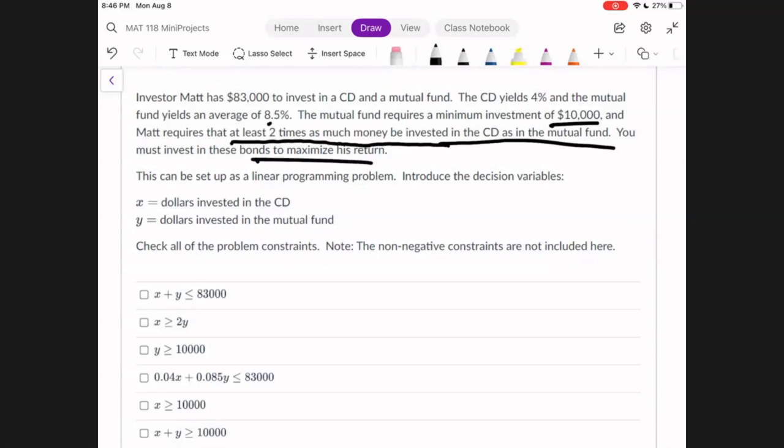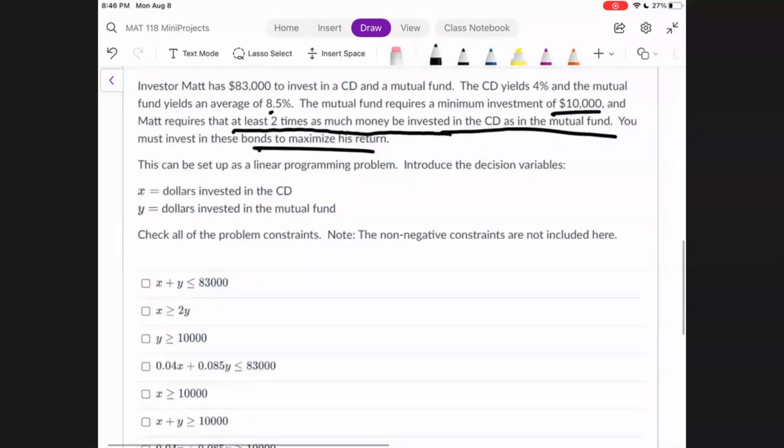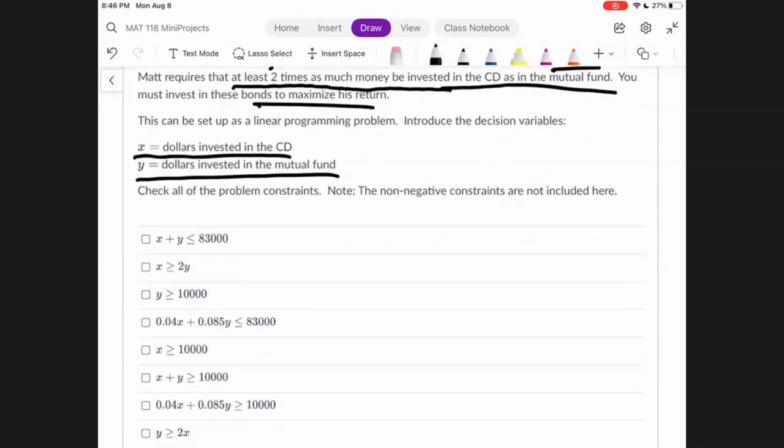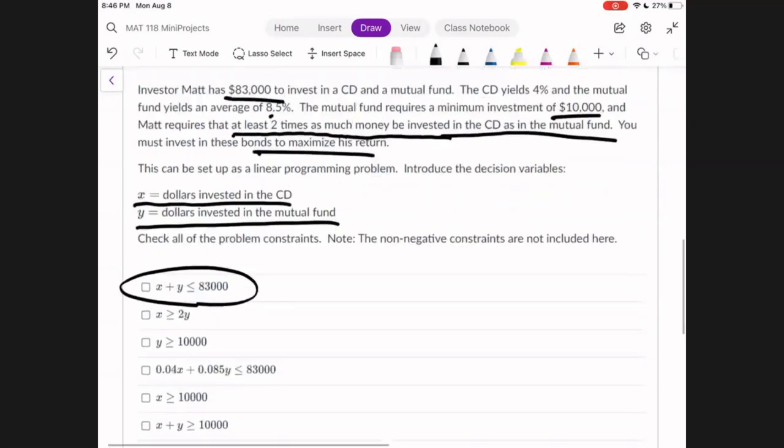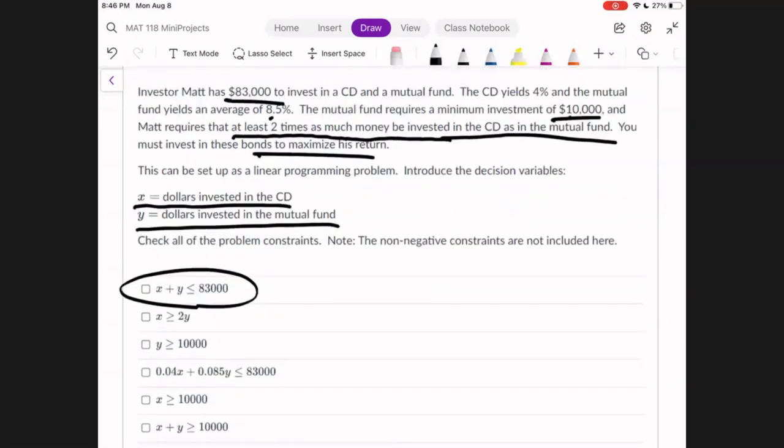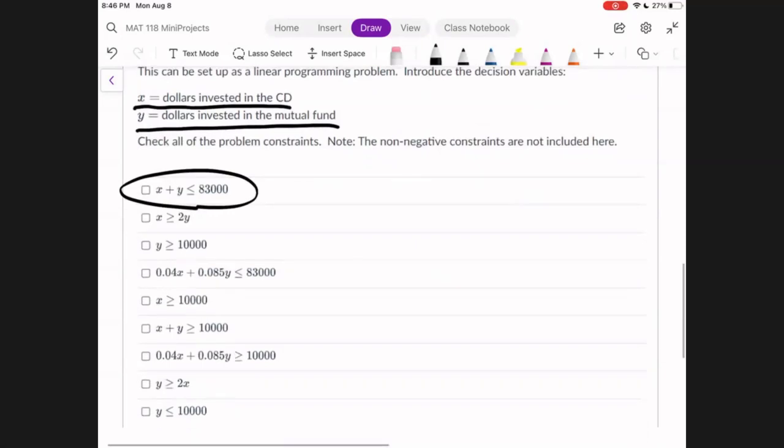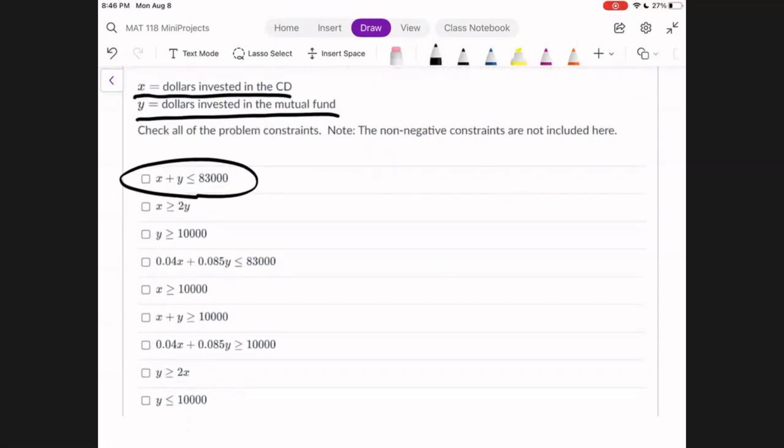Okay. So what are the constraints? So you want to think, first thing is, how much money do I have to invest? $83,000. So that means the number of dollars I invest in the CD and the number of dollars I invest in the mutual fund have to be below or equal to 83,000. Okay. The next thing says I need to invest at least 10,000 in the mutual fund. So you want to think that means it has to be at 10,000 or greater. So that's what this statement right here is saying.